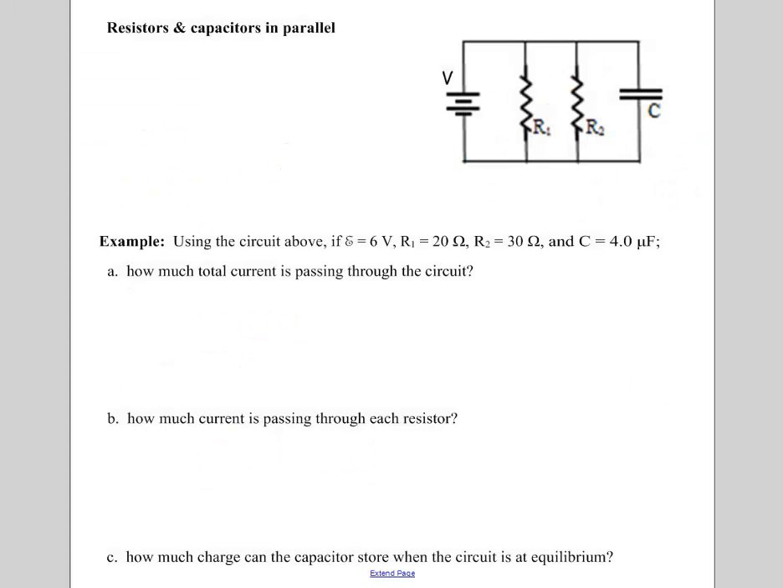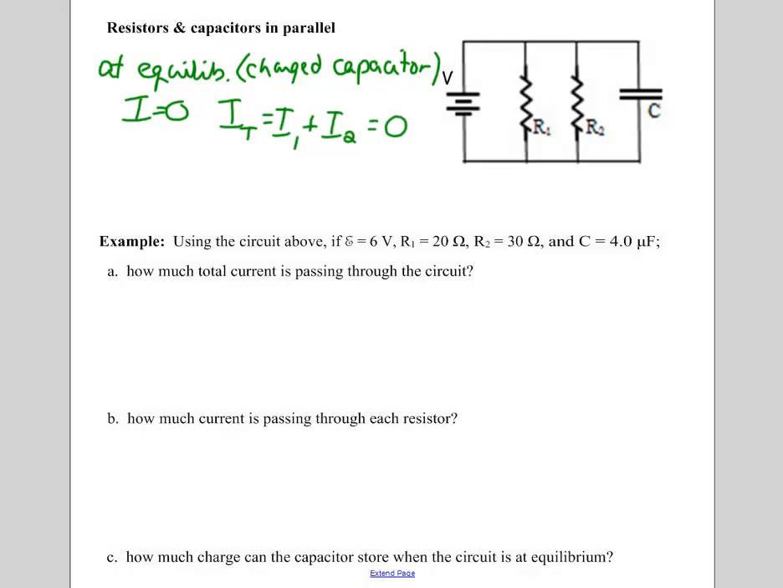So what happens when we put resistors and capacitors in parallel? We allow the circuit to reach equilibrium, and at equilibrium with the capacitor, the current through each branch is 0. So the total current is equal to the sum of the currents in each branch, which is equal to 0. Voltage is still present because voltage across the capacitor is going to be the same as the voltage across each resistor. And the voltage across each branch is simply going to be the voltage of the capacitor, which is the charge divided by the capacitance.